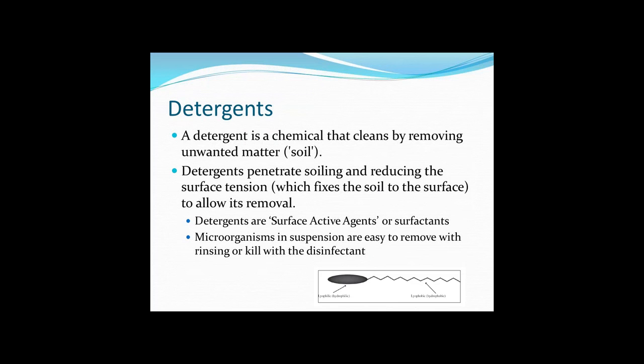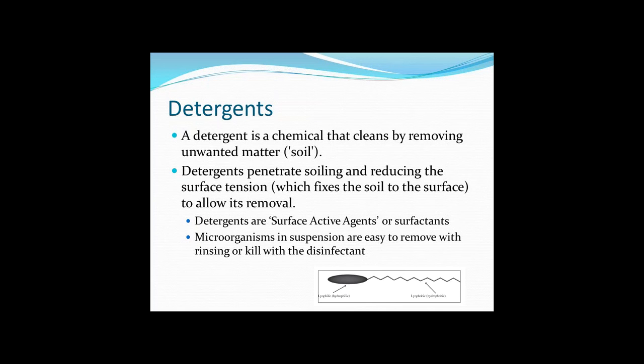So what do we mean by a detergent? Well, a detergent is a chemical that cleans by removing this unwanted matter, this soil. And detergents work by penetrating the soil and reducing the surface tension. And it's the surface tension, those physicochemical and electro forces that allow things to attach to surfaces, that the detergent attacks and breaks down, those kinds of bonds. Which is why many detergents are surfactants. Surfactant is an abbreviation of surface active agent.